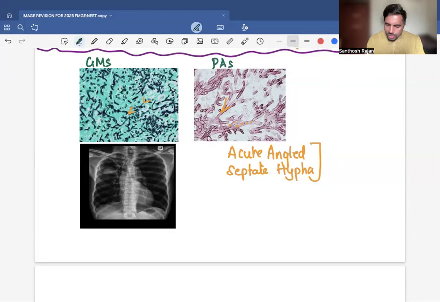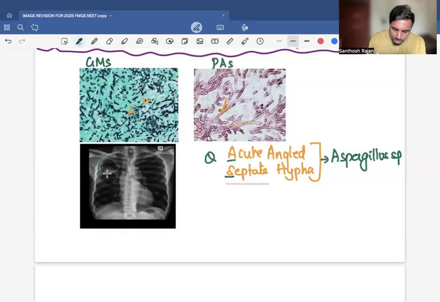Biopsy stain. When you have acute angle septate hyphae, that means that is simply Aspergillus. Aspergillus species. Okay, any of the Aspergillus species. This can be asked, one question frequently asked. Remember that. And I'll show you mucormycosis. There's a difference between these two.